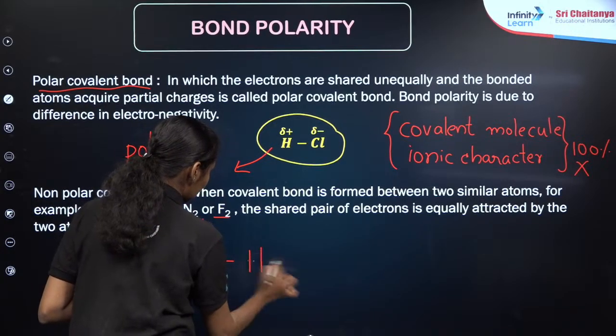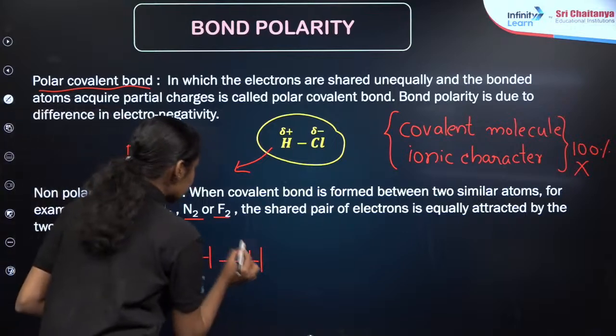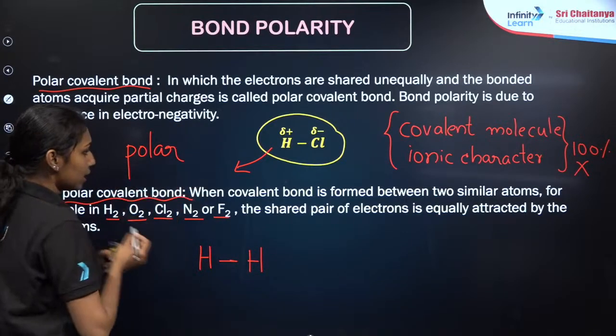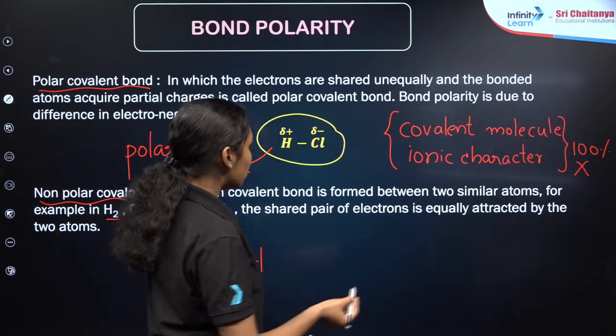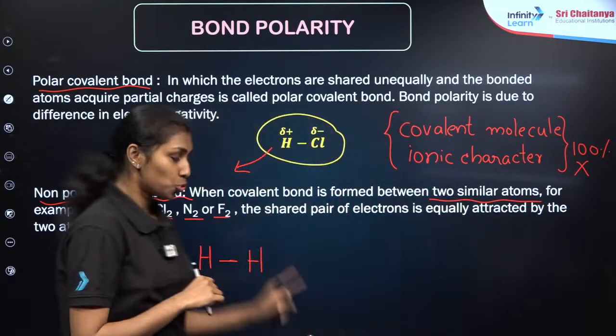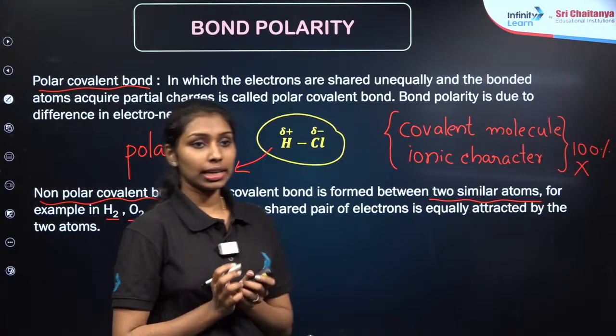Then just opposite to that, if I am taking H2, O2, Cl2, N2 or F2 molecules, there is no electronegativity difference. Both are the same atoms, so we can say that this is a pure non-polar covalent bond. There will be no domination. The covalent bond is formed between two similar atoms, so there will be equal attraction of the electrons between the two atoms. This is known as a non-polar covalent bond. Clear?